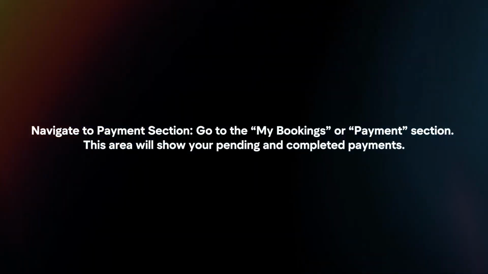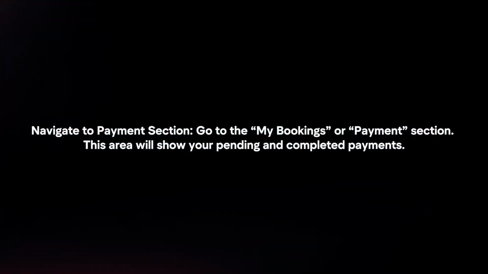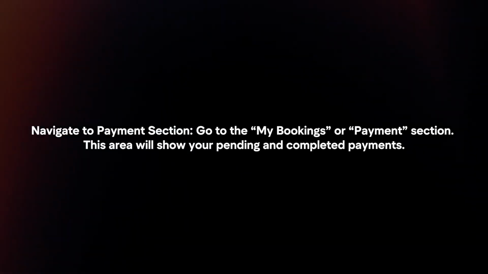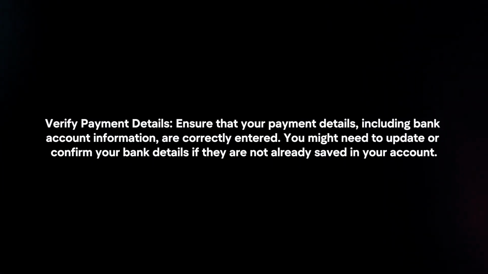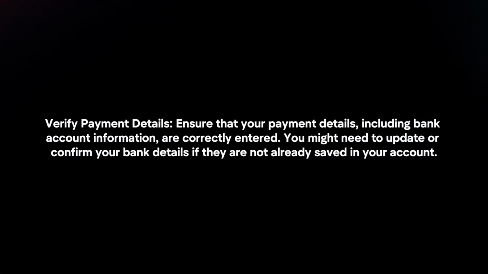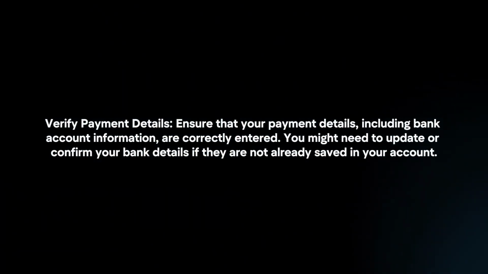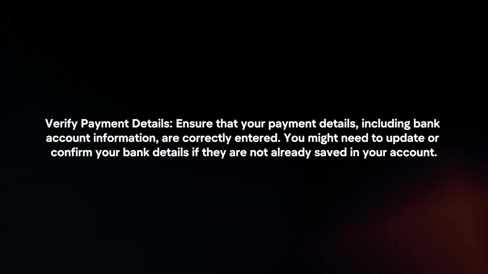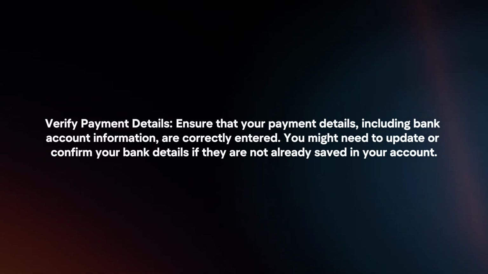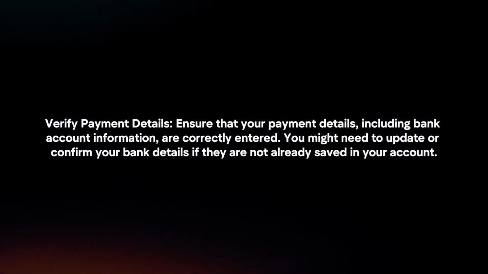Navigate to Payment section. Go to the My Bookings or Payment section. This area will show your pending and completed payments. Verify payment details. Ensure that your payment details, including bank account information, are correctly entered. You might need to update or confirm your bank details if they are not already saved in your account.